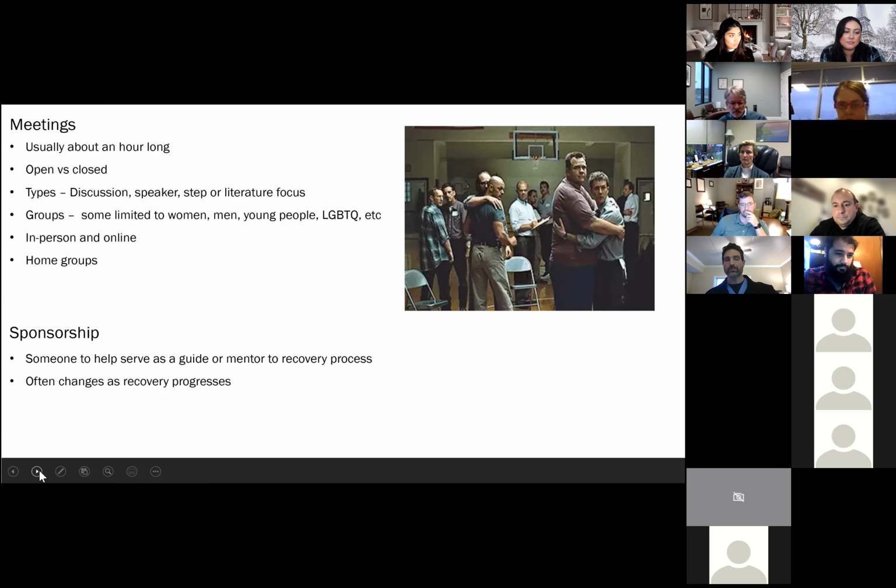Another part of 12-step programs is sponsorship. So a sponsor is basically like a mentor or a guide. It's someone that helps navigate another person through the recovery process, through the 12-step process. And people have sponsors when they're new. People have sponsors when they've been in the program for a long time. So it's not just for people that are just coming in or just learning about the 12-step program.